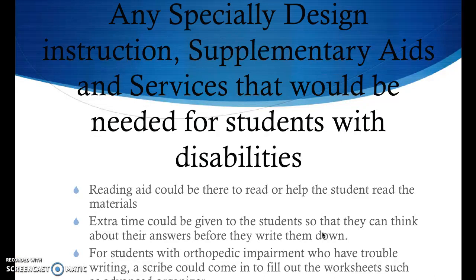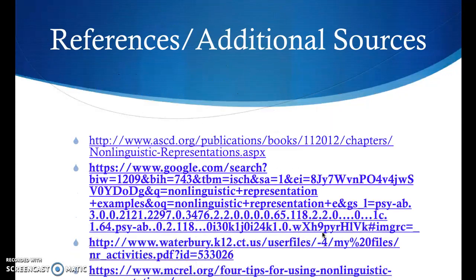So any specially designed instruction, supplementary aids, and services that would be needed for students with disabilities. A reading aid could be there to read or help the students read the materials. Extra time could be given to the students so that they think about their answers before they write them down, so they can really just think and pick which answer is the best. And then for students with orthopedic impairments who have trouble writing, a scribe could come in and fill out the worksheets, such as an advanced organizer, because that one usually takes a lot more writing down than the others do.